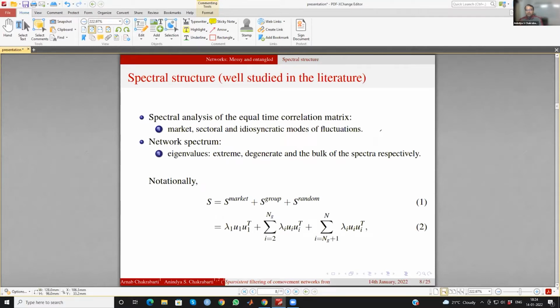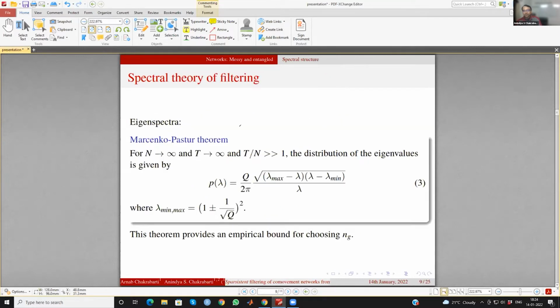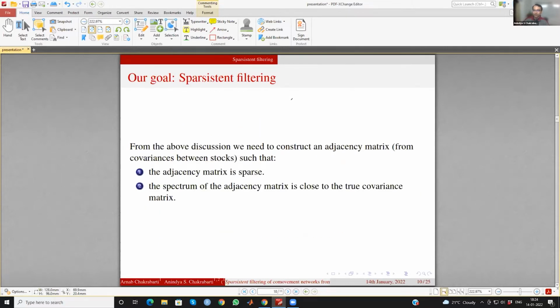Okay, here is something that I do not want to spend a lot of time on. The spectral structure has been studied a lot, and especially what people do is use the Marchenko-Pastur theorem from random matrix theory to filter correlation matrices. Given that I don't have a lot of time, I will just move ahead and get to our basic point. Technically speaking, what we would like to generate is an adjacency matrix of the network that is sparse, and the spectrum of the adjacency matrix has to be close to the true covariance matrix.